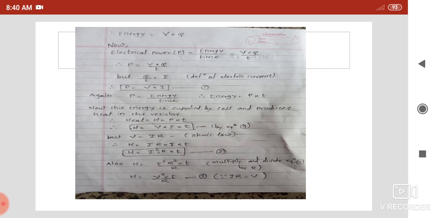Then again, if you multiply and divide the equation P = VI by R, we get VIR upon R, and since IR is equal to V, we get P is equal to V square upon R. So we get different expressions for the electrical power: P is equal to VI, also P is equal to I square R, and also P is equal to V square upon R.